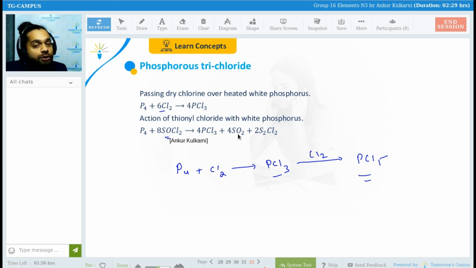Then similarly, thionyl chloride. Thionyl chloride is like this, SO, just like carbonyl. Thio means sulfur, so we call this thionyl. So I have Cl, Cl. If I react phosphorus with thionyl chloride, what will I get? PCl3, sulfur dioxide, and SO2 is lost. So basically our important product is PCl3.